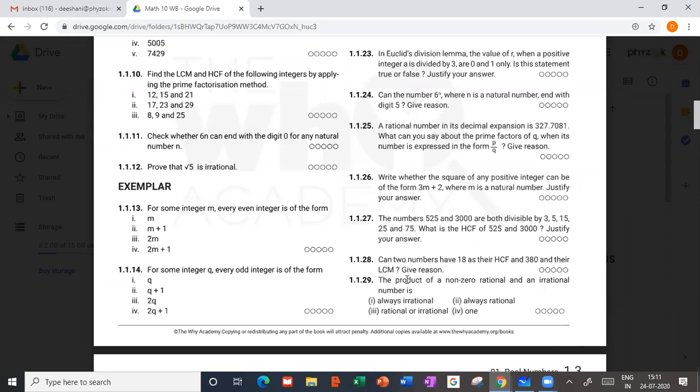Okay, what about the 27th one? The numbers 525 and 3000 are both divisible by 3, 5, 15, 25 and 27. What is the HCF of 525 and 3000?